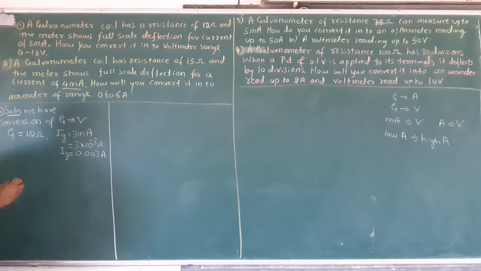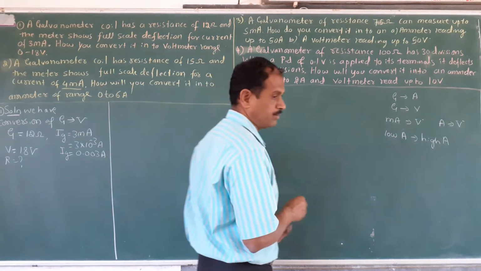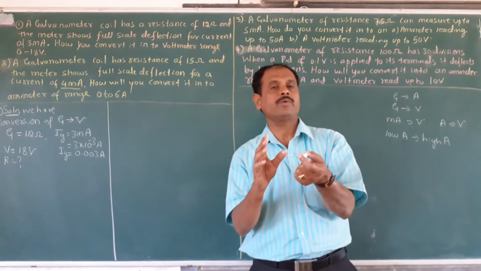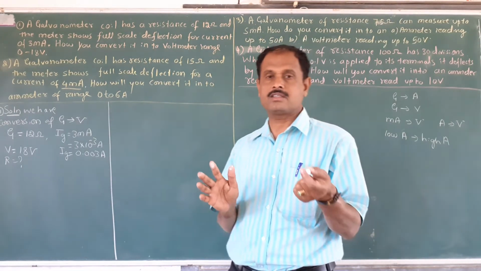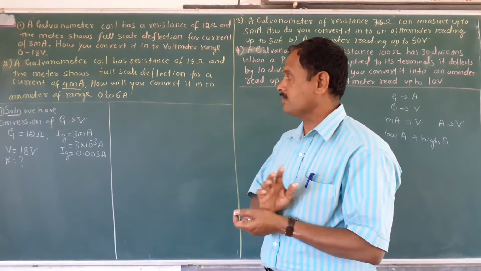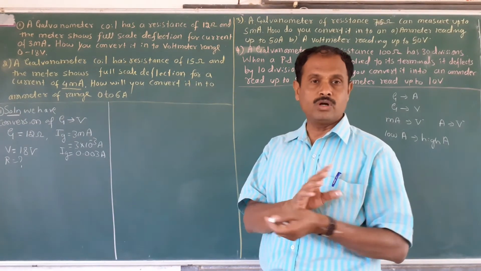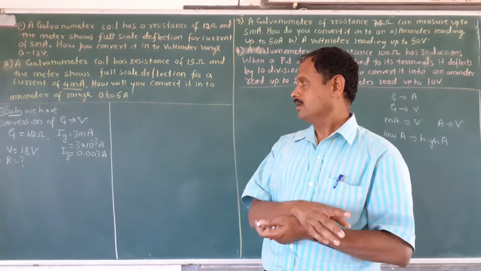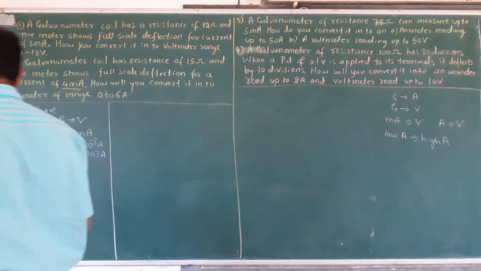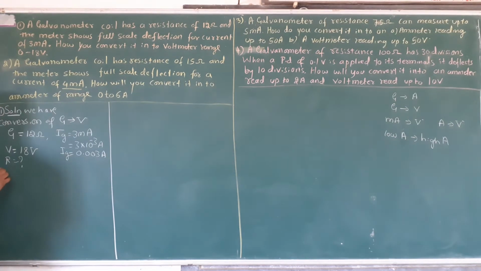Now how do you convert it into a voltmeter of range 0 to 18 volt? V is equal to 18, then you have to calculate R. How much series resistance is required for the conversion of the galvanometer into a voltmeter? That you have to calculate. Required series resistance.